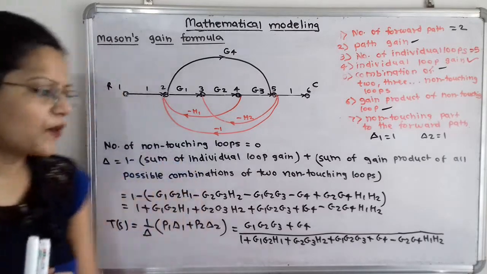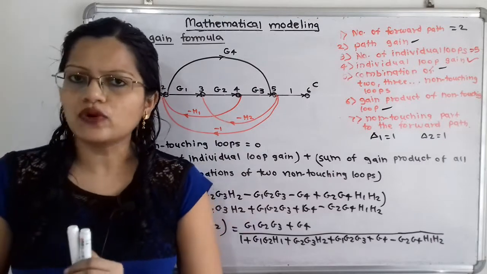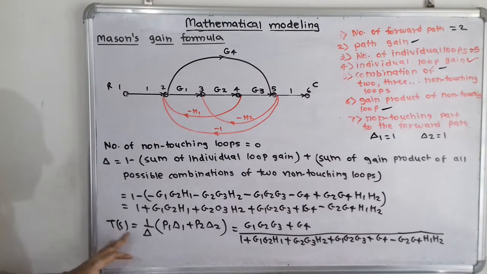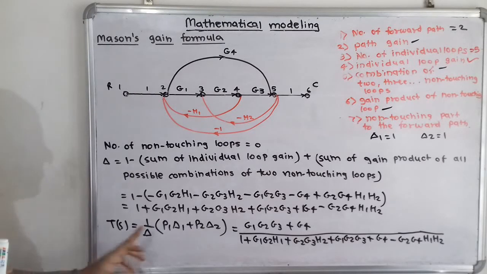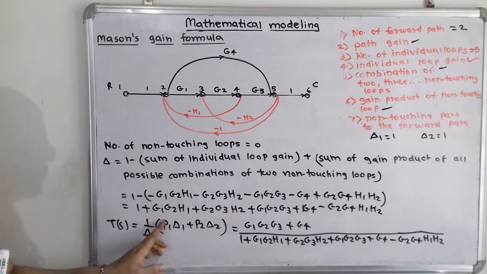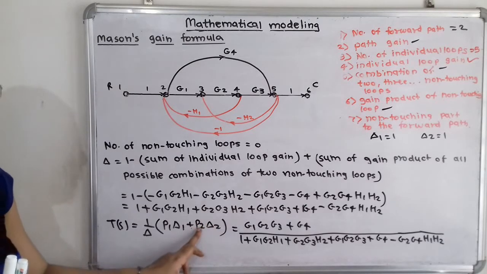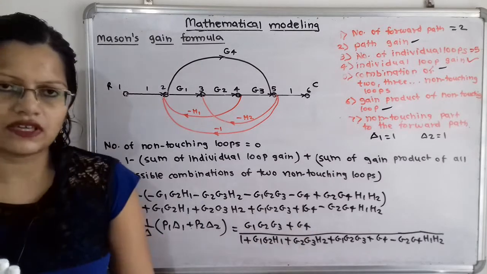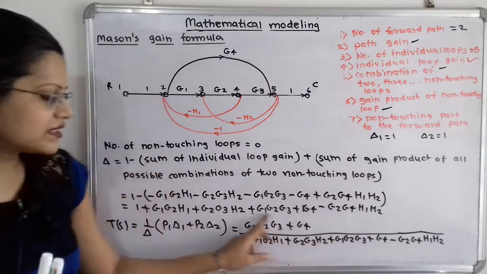So what is the Mason's formula? So for the 2 forward paths we will take P1 delta 1 plus P2 delta 2, because number of forward paths is equal to 2. So Mason's formula is 1 by delta in the bracket P1 delta 1 plus P2 delta 2. So now what is the value of delta 1? 1. And what is the value of P1? That is forward path gain is G1, G2, G3. Plus, now what is the second path gain? That is P2 is G4 and delta 2 is 1. So plus G4 is there. And in the denominator we have to write the value of the delta. So this is the answer.